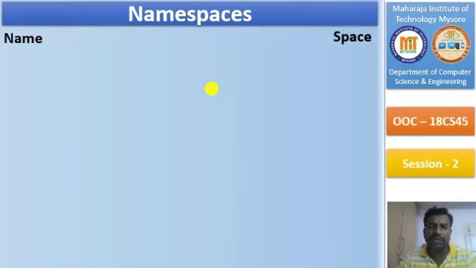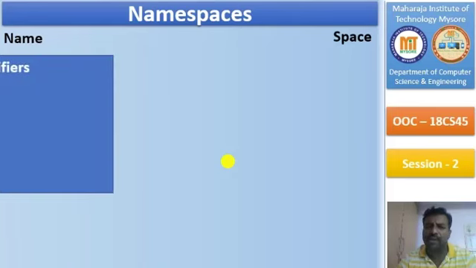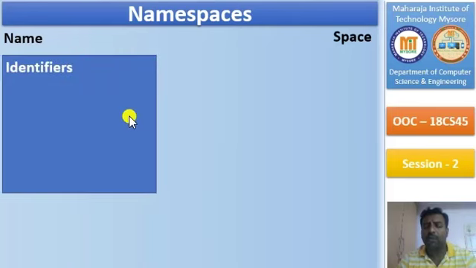Right, so namespaces. Now just look at this. Let me break this word into two parts, the name and the space. When I say a name in any programming language, whenever I want to give a name for a variable, a function, a structure, a class, or an object, whatever it is, we call this an identifier. Identifier is the technical term for any name I give.